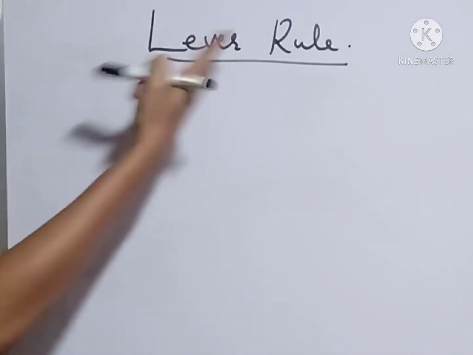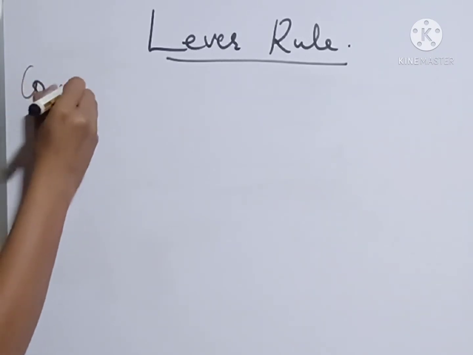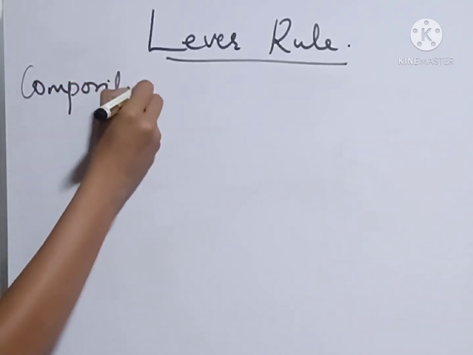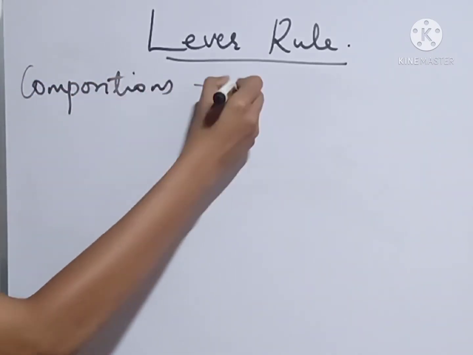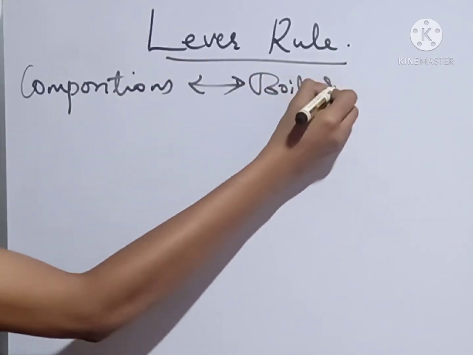The next one is lever rule. Lever rule helps us to find out the compositions of binary liquids and the boiling point of the corresponding composition.